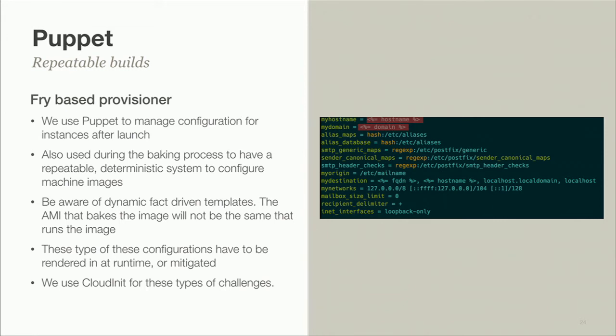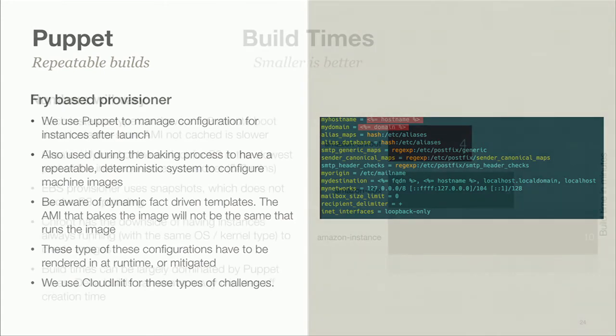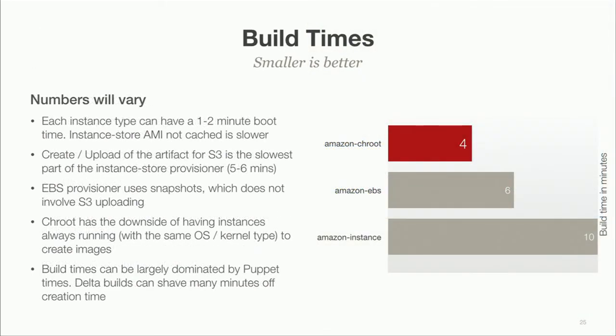So some of these things you could move to cloud-init, or vice versa, or mitigate by not doing it, but you just have to be wary that some of this dynamic fact-driven stuff could be dangerous. I would be remiss if I was going to describe the system and not talk about build times, because that's really what people want to know about the system.